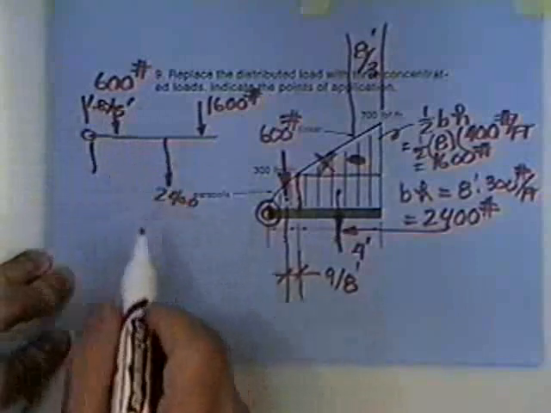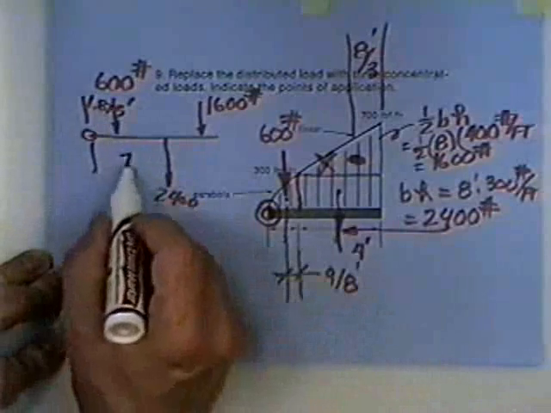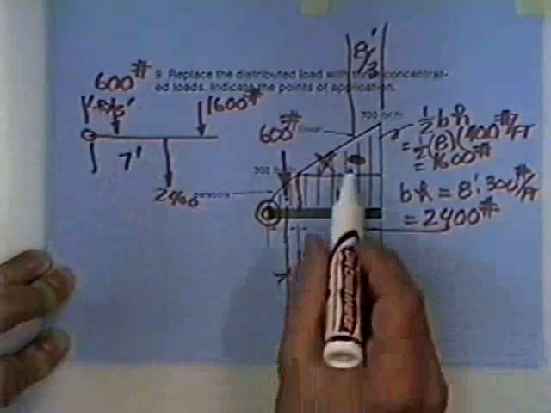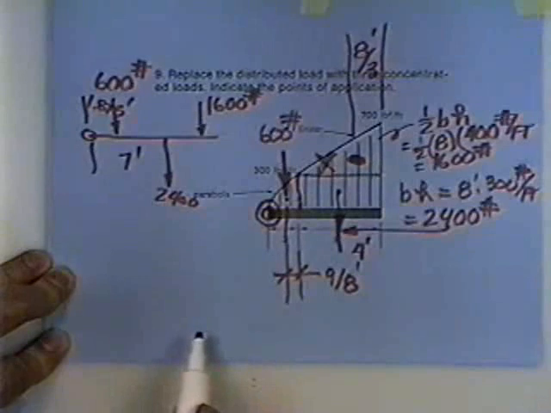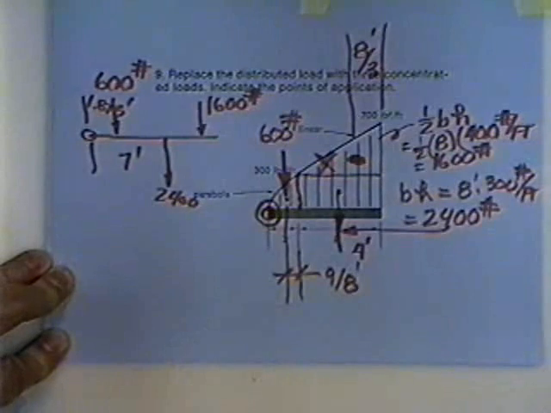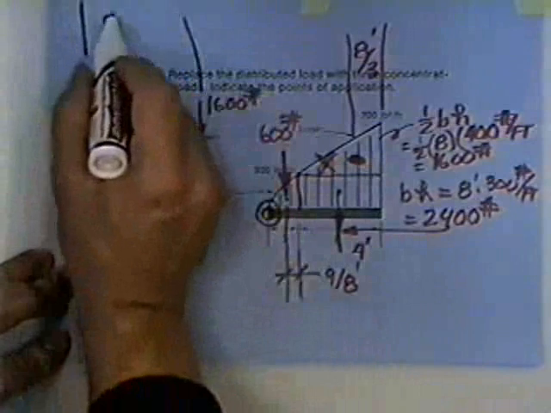The moment arm for the 2,400-pound force is 3 and 4. That's 7 feet. And the moment arm for the triangle is 8, 9, 10, 11 feet. Take off 8/3 of a foot. What does that give me? Leaves you 8.33. 8.33 feet.